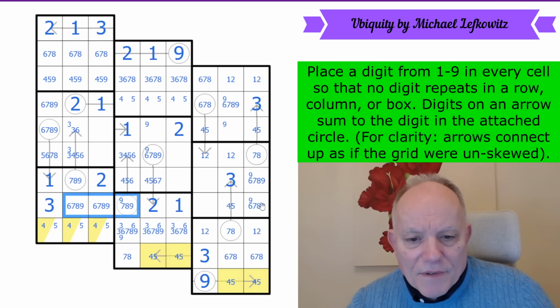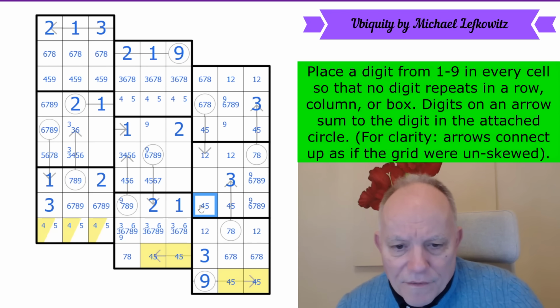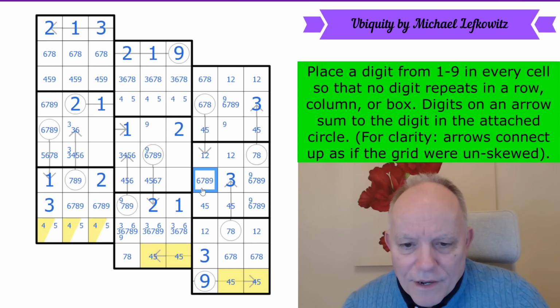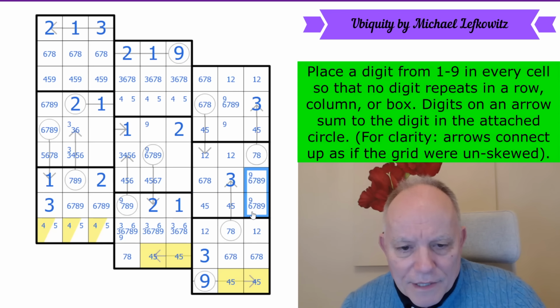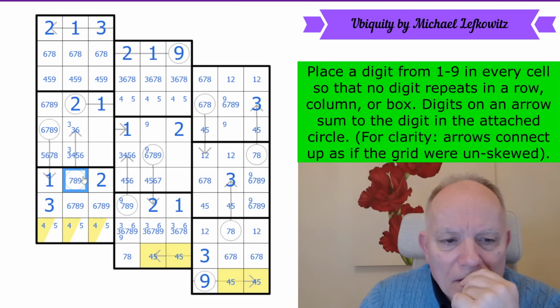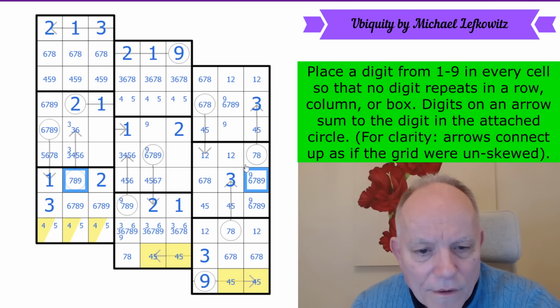This is a 6, 7, 8, 9 quad in the row. So that digit is 4 or 5 and is the pair in the box. This is 6, 7, 8, or 9 here. It's not 9 because we know 9's in one of those cells. So that could be 9, or that is 9 in this long row.